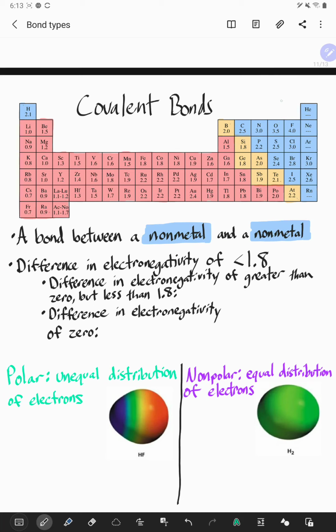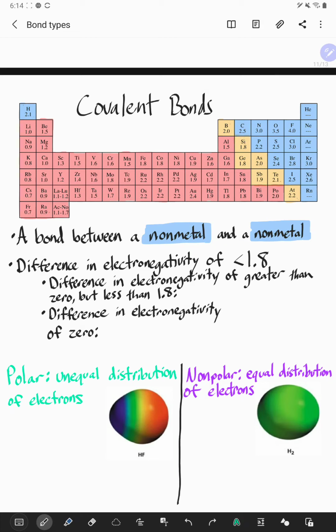So here we have an electronegativity chart, or a periodic table with electronegativity values. If we have a bond between, let's say, oxygen and carbon, let's take those values. The higher number minus the lower number, we get 3.5 minus 2.5. That's 1.0. So for a bond between carbon and oxygen, we're going to say that that is a covalent bond, because we've got a nonmetal bonded to a nonmetal, and the difference in electronegativity is less than 1.8.